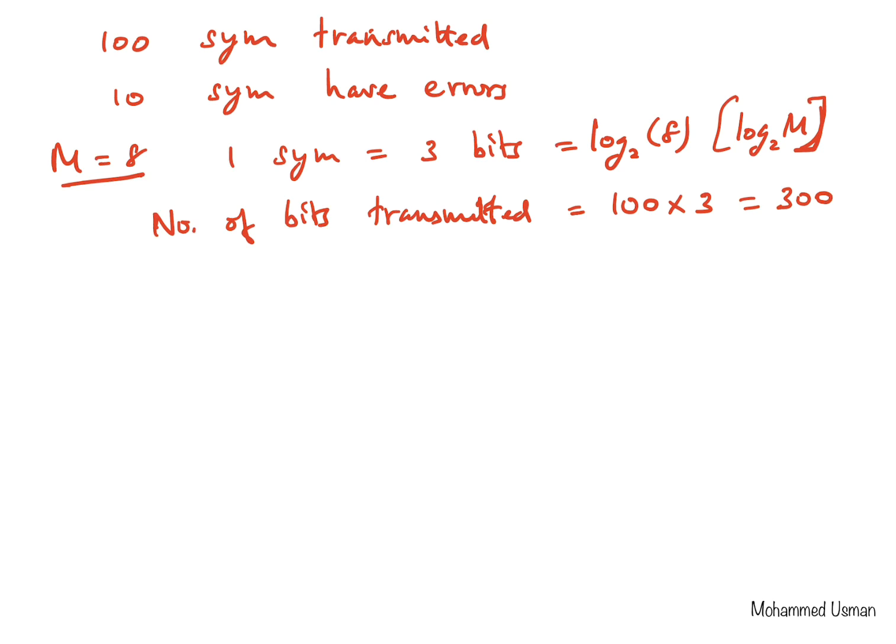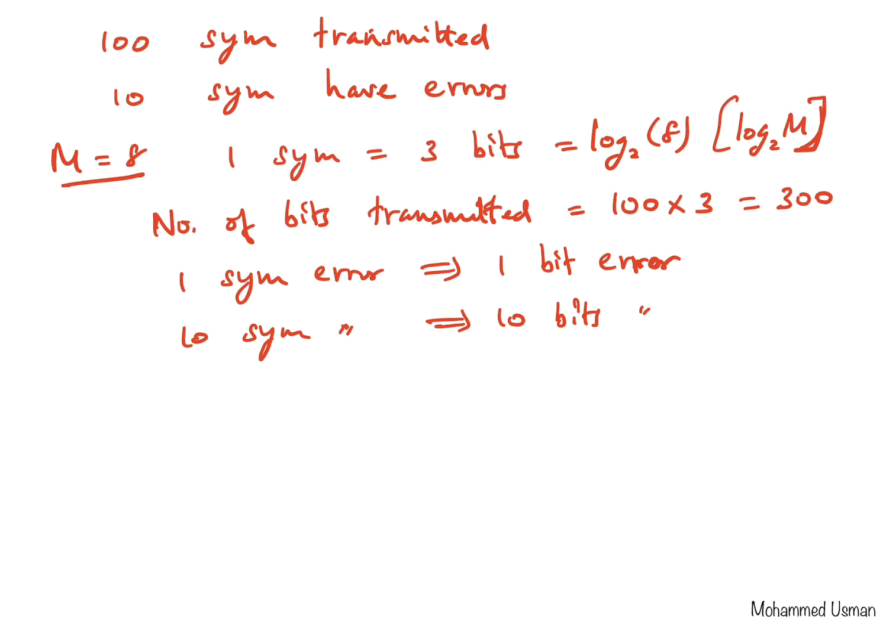And there are errors in 10 symbols, so one symbol error corresponds to 1 bit error most of the times, right? Very rarely it can have more than 1 bit error. So because that's a rarity, we just say approximately one symbol error is going to be 1 bit error. So if we have 10 symbols in error, that means 10 bits in error. That corresponds to 10 bits having error.